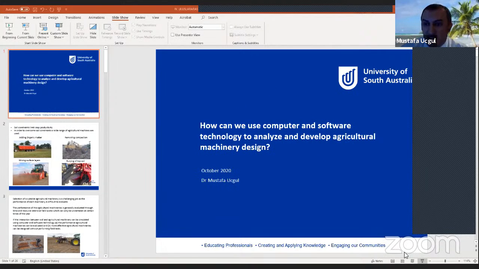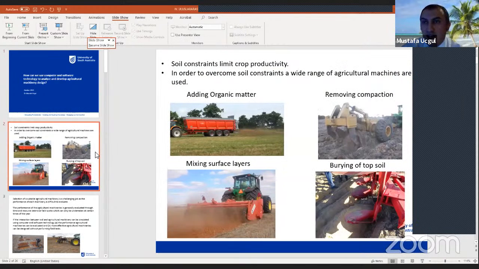In this presentation, basically, I'm going to talk about the software and hardware technologies available that make agricultural machinery design more practical. So let's start. As you know, soil constraints limit crop productivity. And in order to overcome soil constraints, we use a large variety of agricultural machineries.